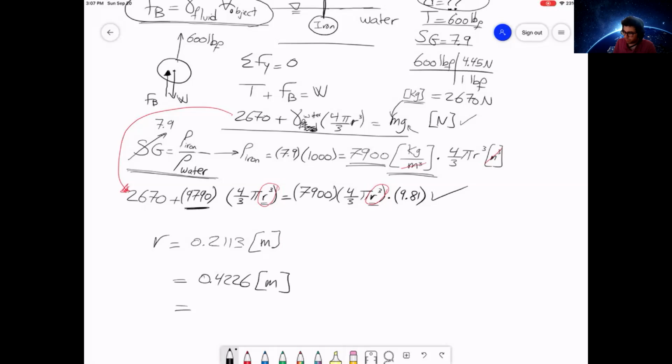And if you want to convert to centimeters too, how do you convert from meter to centimeter? You multiply by 100, because a meter is larger than a centimeter. So 42.26 centimeters, and that's your final answer. And that's a pretty good problem, actually, to deal with the buoyant force.